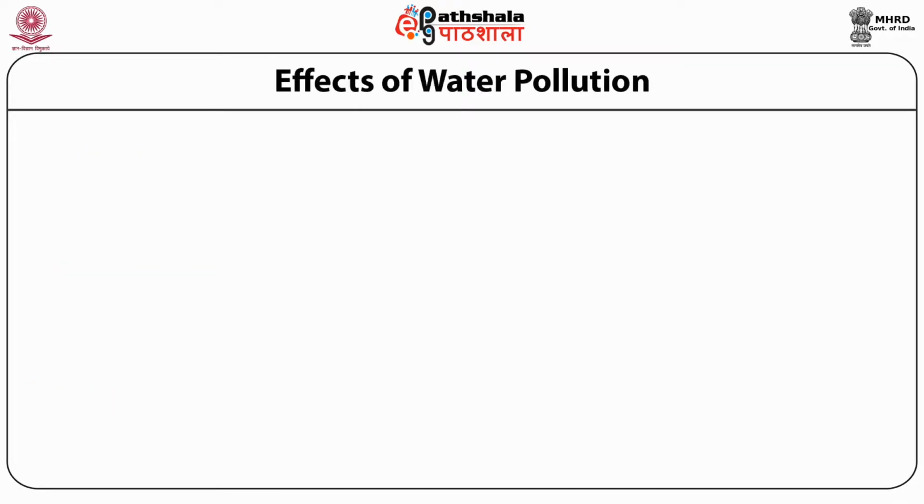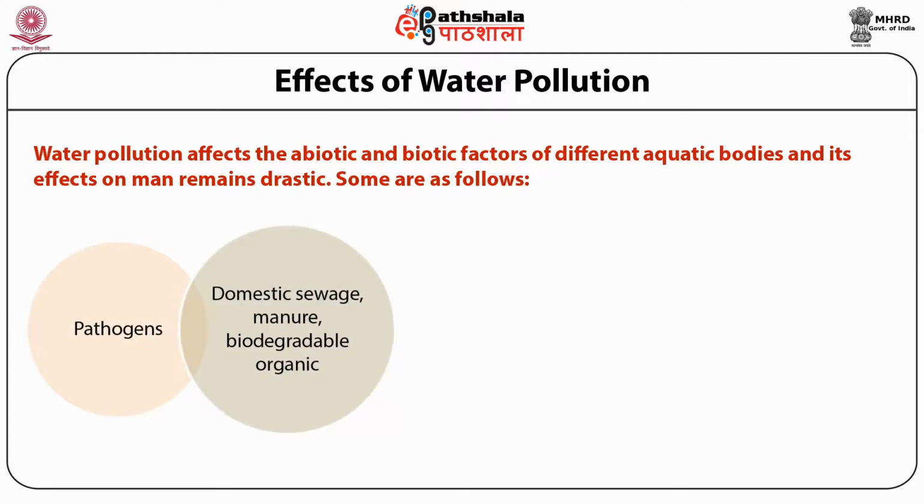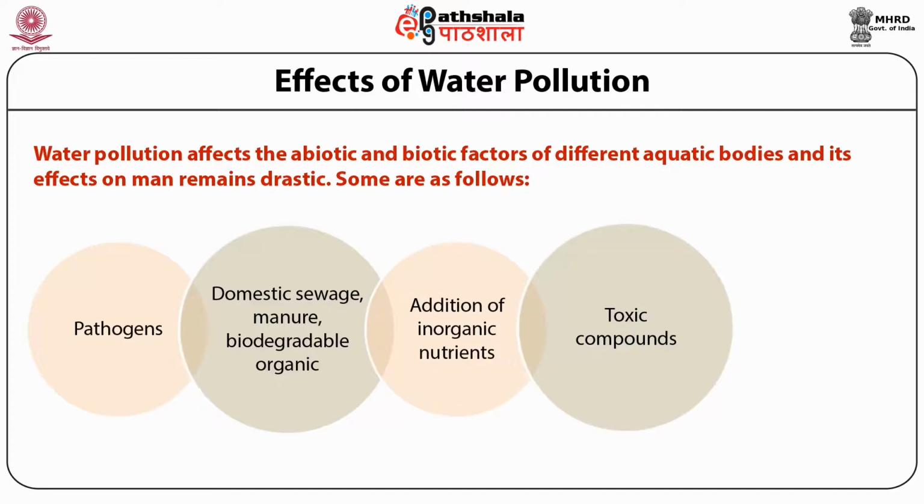Then, what are the effects of water pollution? Water pollution affects the abiotic and biotic factors of different aquatic bodies, and its effects on humans are drastic. Some of the effects are: pathogens, domestic sewage, manure, and biodegradable organic waste deplete the dissolved oxygen of water. There is the addition of inorganic nutrients such as nitrates and phosphates. Toxic compounds are added to the water, and there are also effects like insoluble soil.